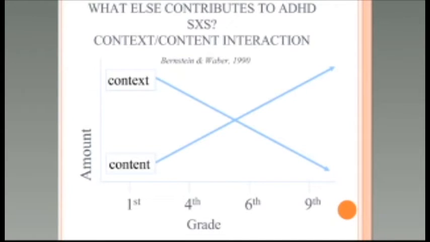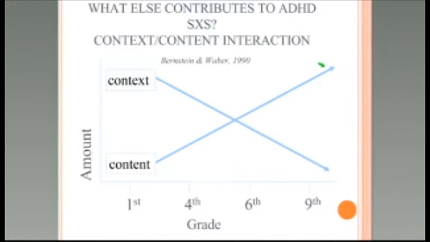Another thing that is particularly important to think about is the content or context interaction. And by this I mean, unfortunately, this slide actually has animation, but you can't see it. But what this demonstrates to us is that from first grade to ninth grade, the amount of learning, the amount of content expected from children obviously increases substantially.